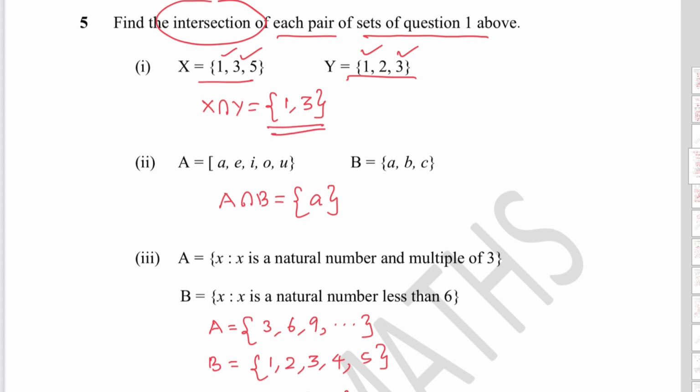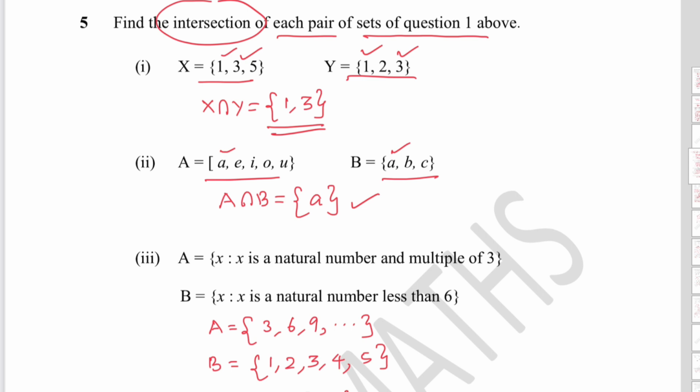And A intersection B, second question, A, E, I, O, U is the first set A, and A, B, C is the second set B. So the common elements are only A. So A is here, A is here. So no other element is common in both the sets. Therefore A intersection B is a singleton set, A.